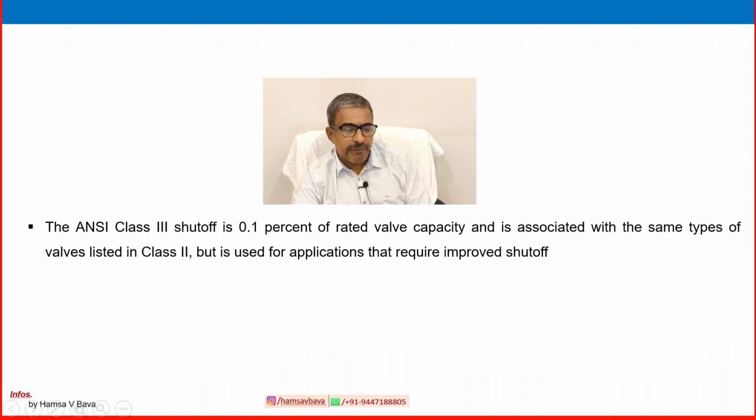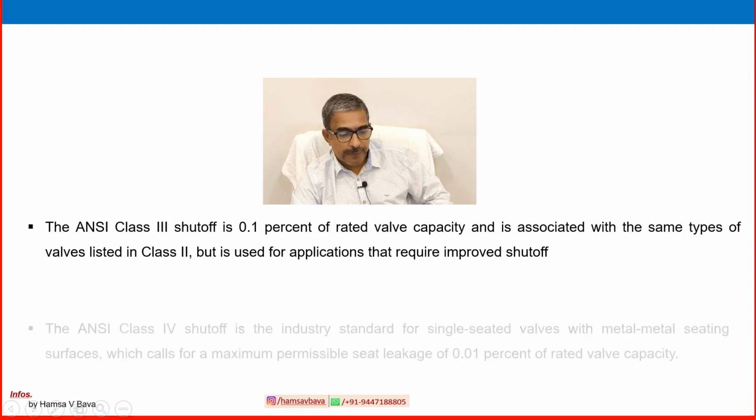And the class 3 shutoff is 0.1% of rated valve capacity and is associated with the same type of valve listed in class 2, but it is used for applications that require improved shutoff. So better means leaking is reduced. It is only 0.1, earlier it was 0.5 in class 2. So some other requirements are also improved in class 3.